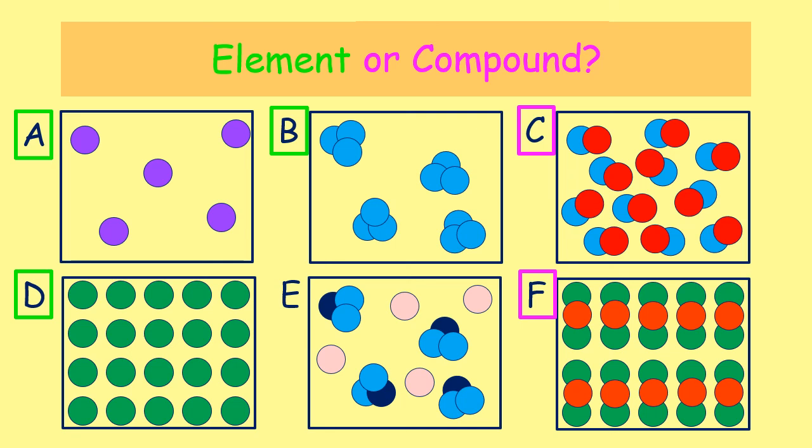E, we have the pink circles are not joined on to anything, so they haven't chemically reacted. So E is neither an element or a compound. It's what we would call a mixture, and we'll look at mixtures later on as well.